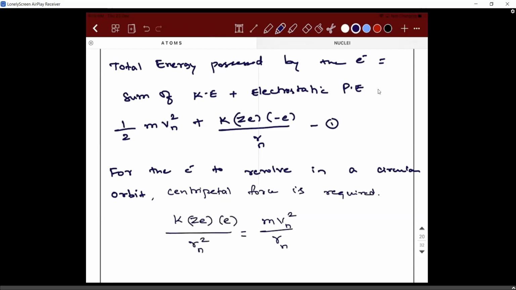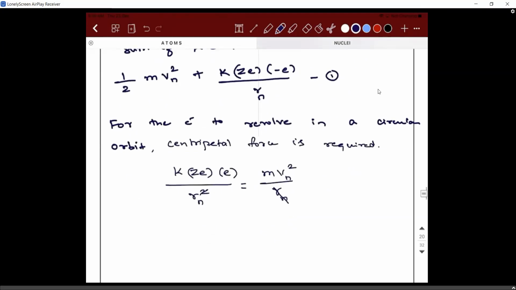Here, is it right or wrong? It is right because I'm writing the expression for a vector quantity. When you're writing for a vector quantity, you need not take the sign into consideration. So Rn and Rn will get cancelled. So m Vn square, can I write it as k Z e square divided by Rn? Right? So k Z e square divided by Rn is going to be the second expression.